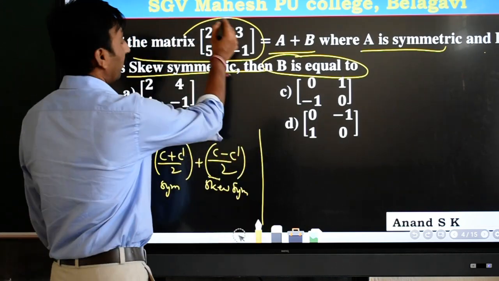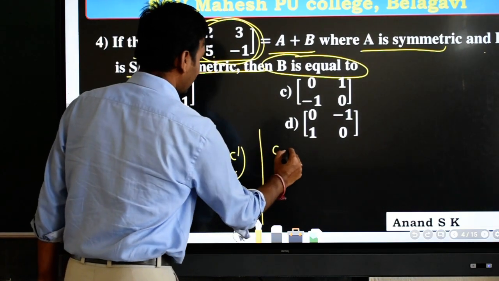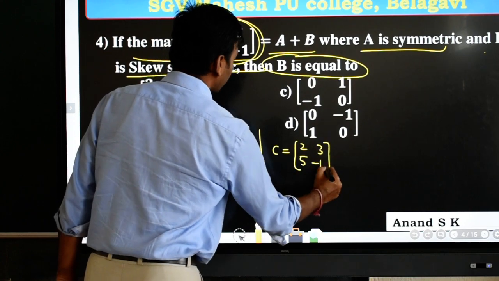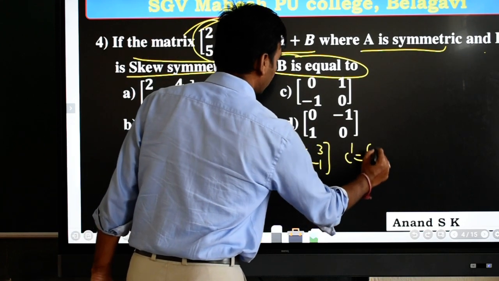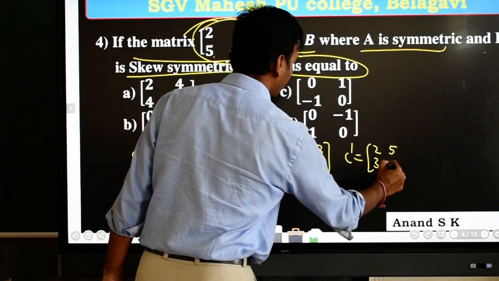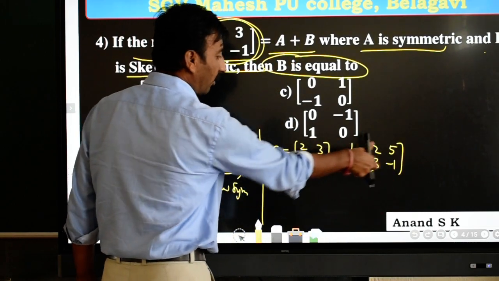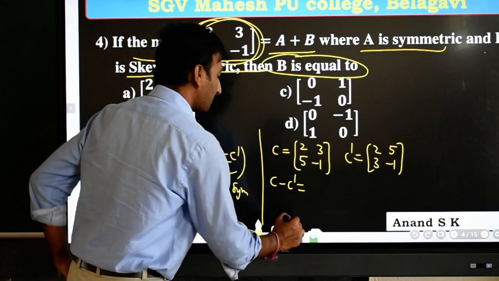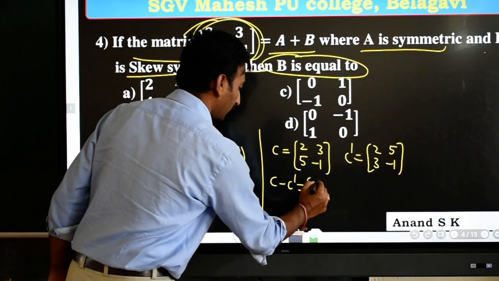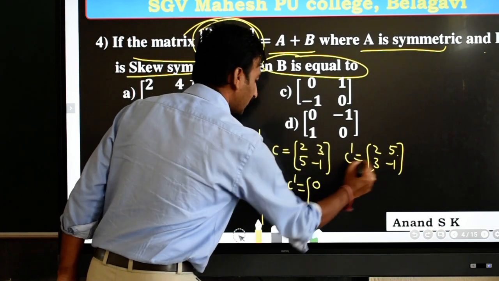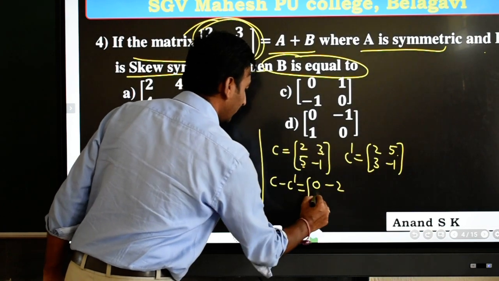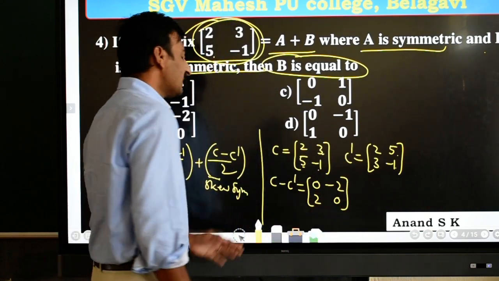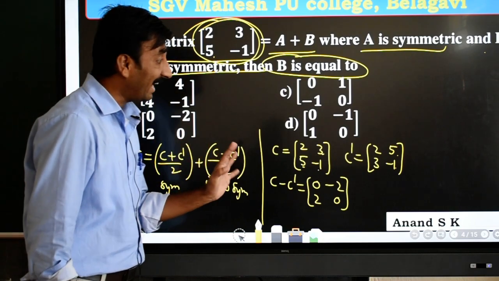Yes. So now if I say this is C, which is 2, 3, 5, minus 1, then what will be C dash, which is again 2, 3, 5, minus 1. Simply write rows into columns, correct? What exactly is C minus C dash? C minus C dash becomes, take the difference of these two: 2 minus 2 is 0, 3 minus 5 is minus 2, 5 minus 3 is 2, minus 1 minus of minus 1 plus 1 is 0. So this is C minus C dash, but it's not exactly B.